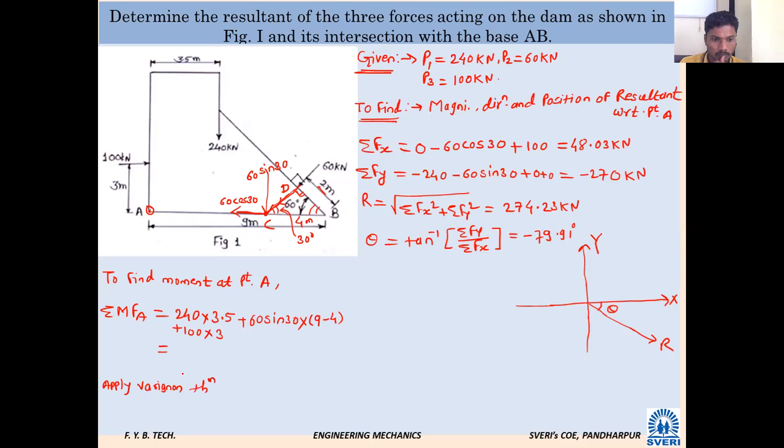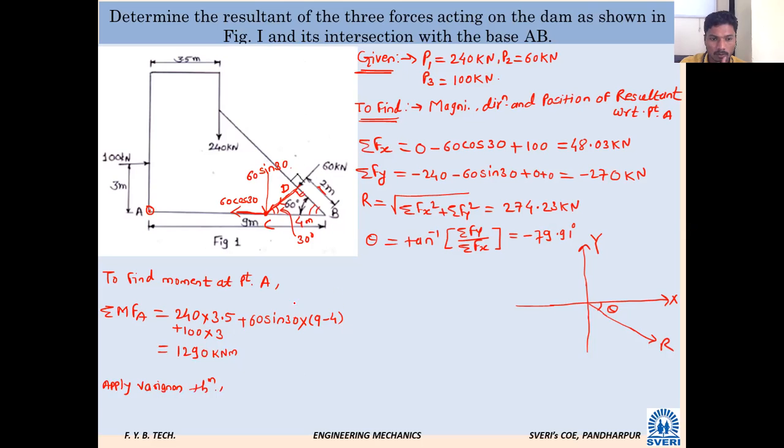1290. Exactly. Very good. Correct. Kilonewton meter. Okay. Apply Varignon theorem.